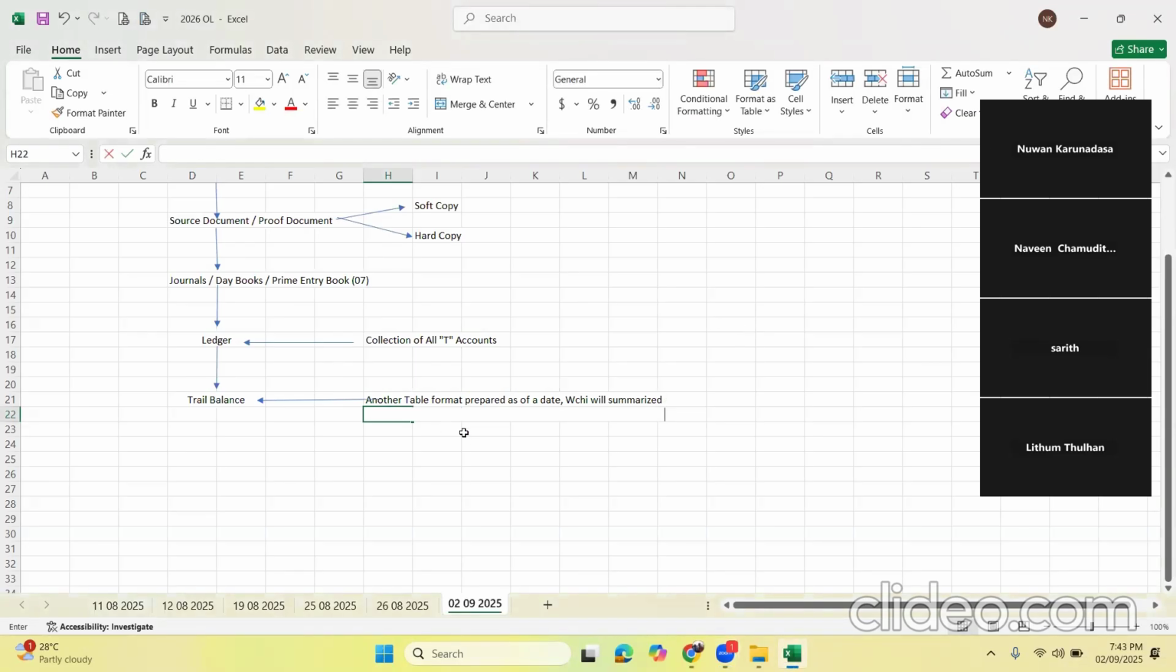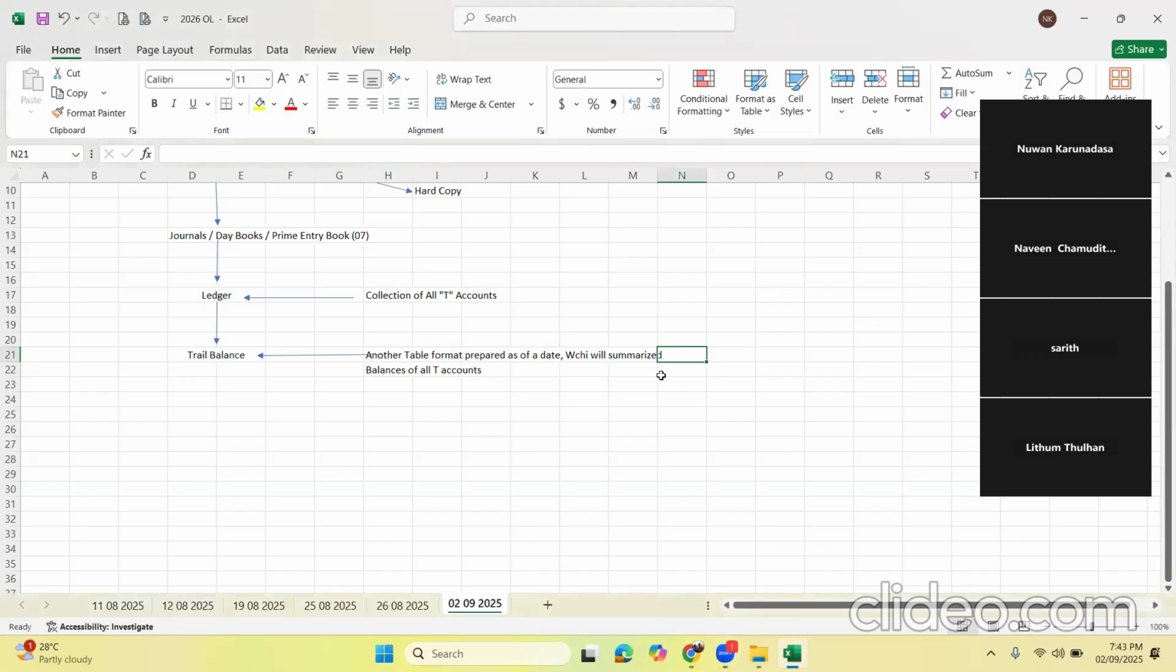Which will summarize all balances of all T accounts, right? So here we have learned already there are five types of account.